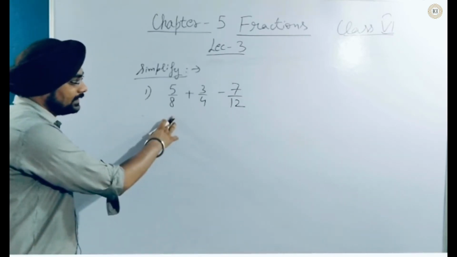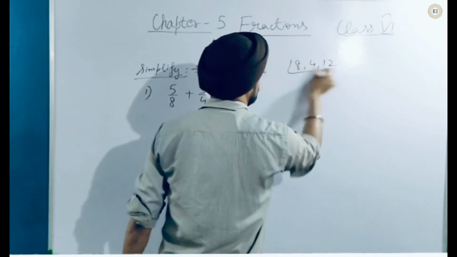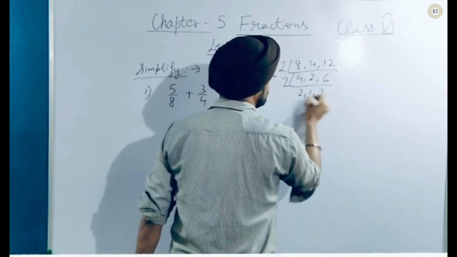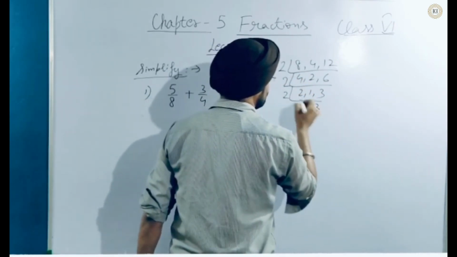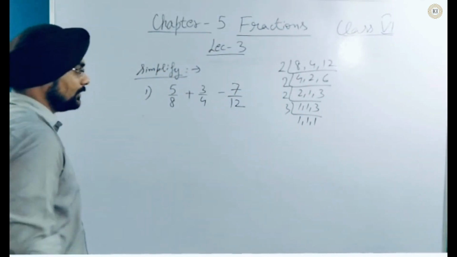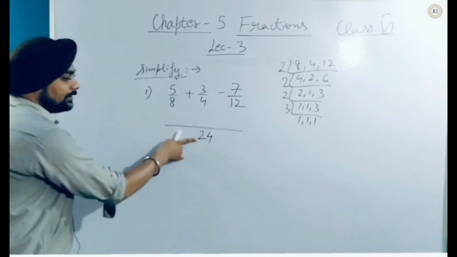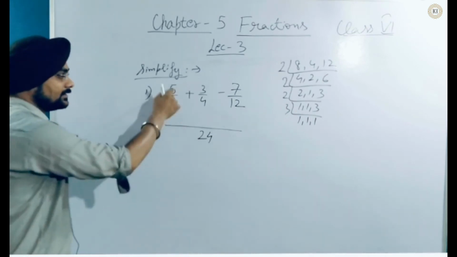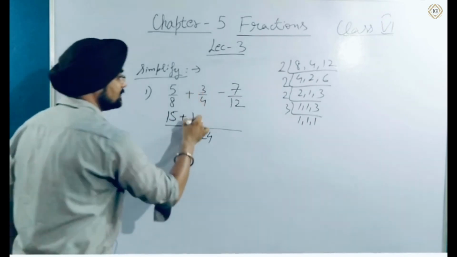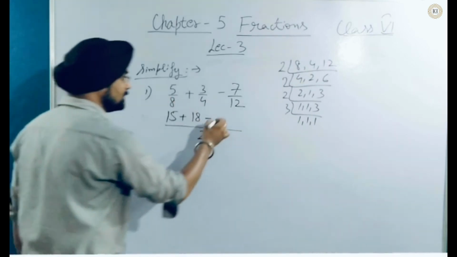So LCM of 8, 4 and 12. 2 4s are 8, 2 6s are 12, 2 2s are 4... 2 2s are 4, 4 2s are 8, 8 3s are 24. So our LCM here is 24. Now 24 divided by 8 is 3, 3 5s are 15, plus 24 divided by 4 is 6, 6 3s are 18, minus 24 divided by 12 is 2, 2 7s are 14.